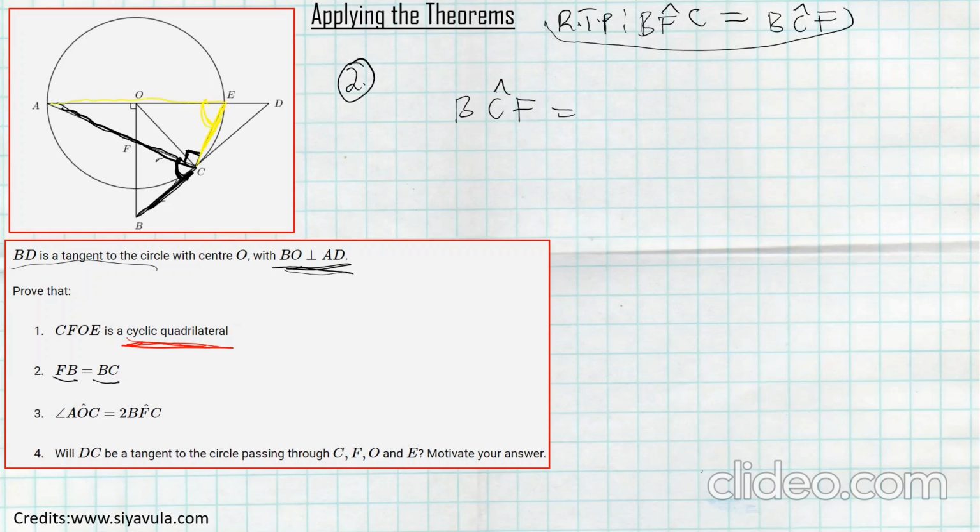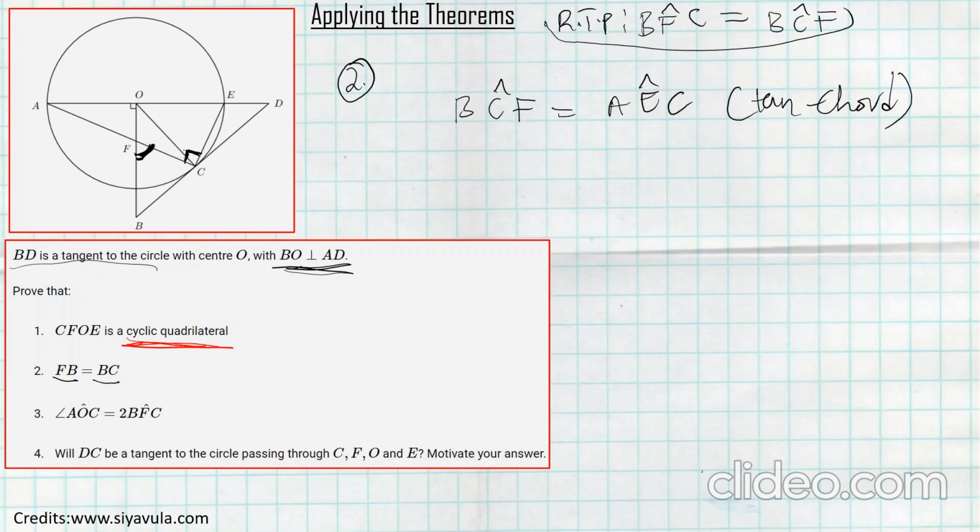Can you see? Meaning that we can deduce that our angle CBF is actually equal to angle AEC, by the tan chord theorem. Okay, by the tan chord theorem. All right, let's now check what this other angle is equal to. Look at this. We've just proven that this thing is a cyclic quad, right?